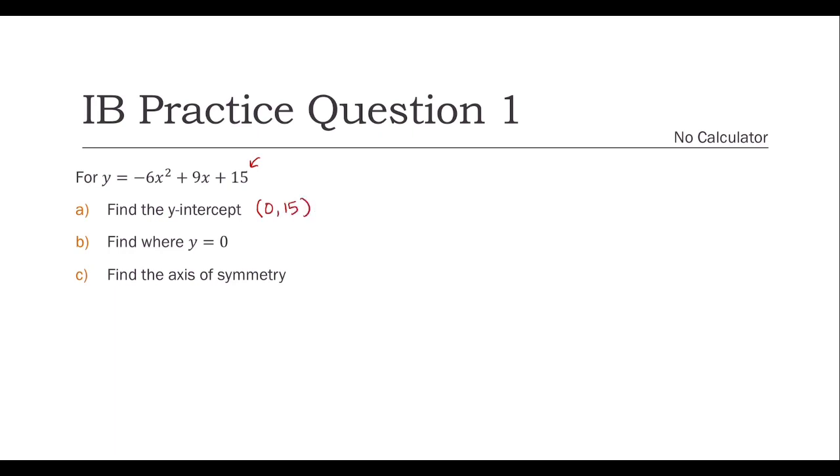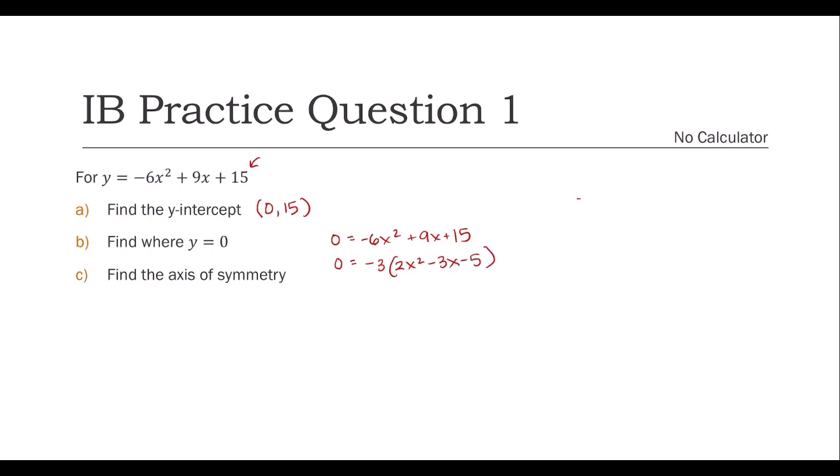Next it says find where y equals 0. So we're going to plug in 0 for y, so we get 0 equals negative 6x squared plus 9x plus 15. So to find our zeros, our factored form is the best form. So we'll start by pulling out a GCF. We're going to pull out a negative 3 because we don't want a negative in front of our x squared. So we'll have negative 3 times 2x squared minus 3x minus 5.